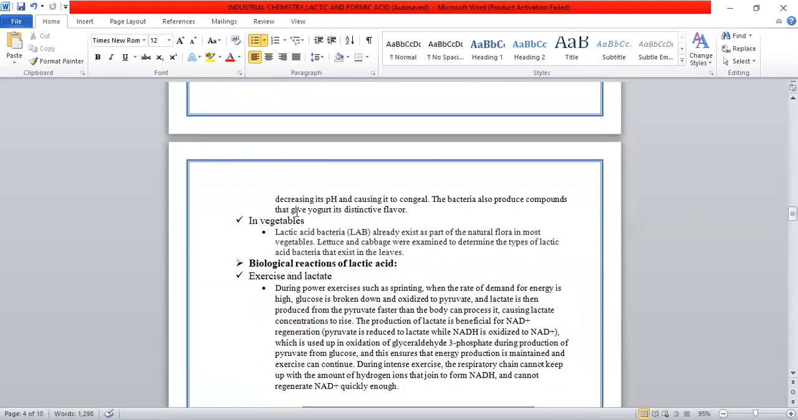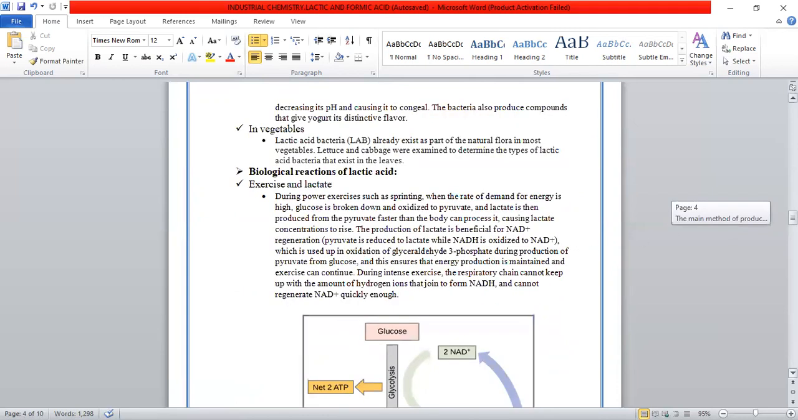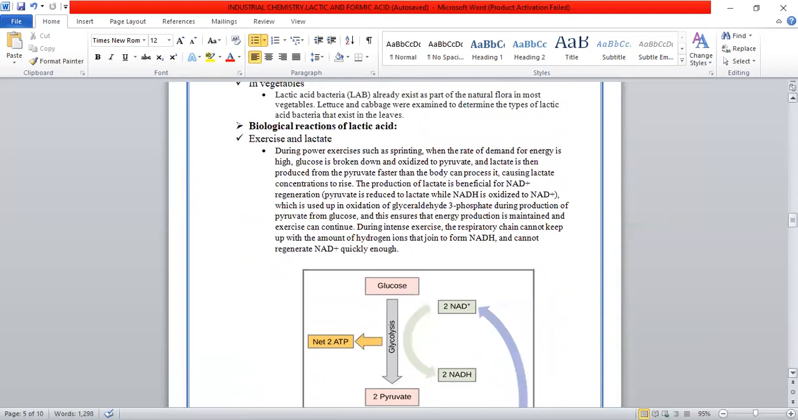Then we see another application of lactic acid in vegetables. Lactic acid bacteria already exist as part of the natural flora in most vegetables. Lettuce and cabbage were examined to determine the types of lactic acid bacteria that exist in the leaves. Now we'll talk about biological reactions of lactic acid.